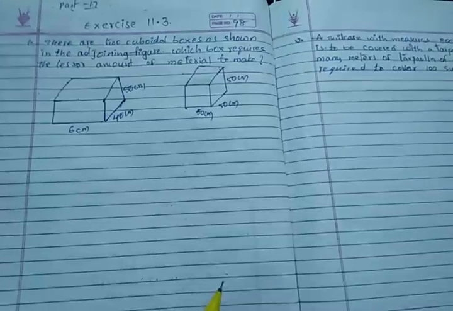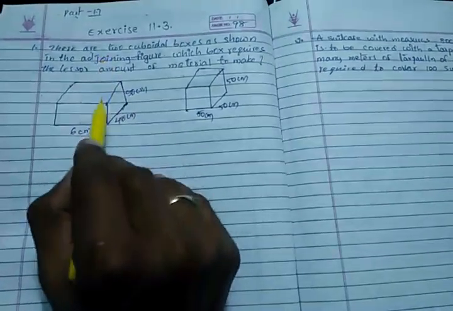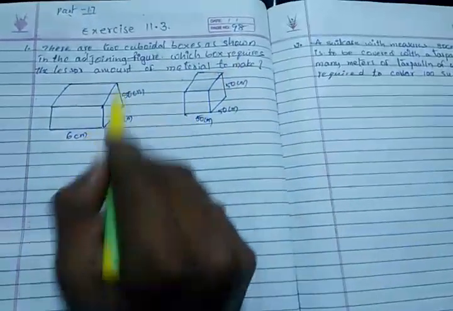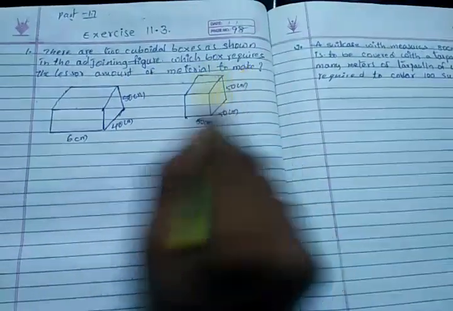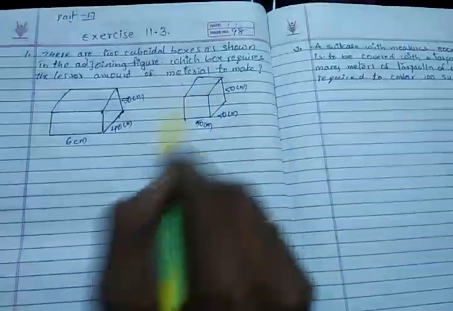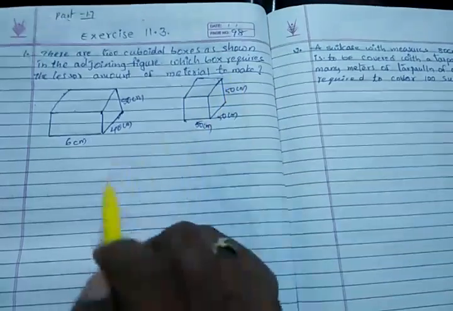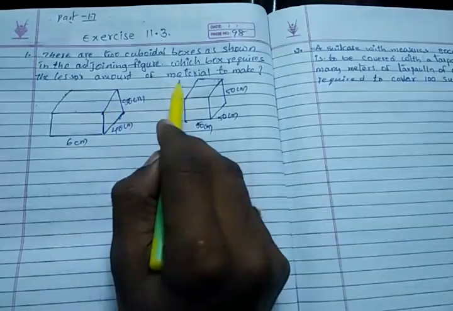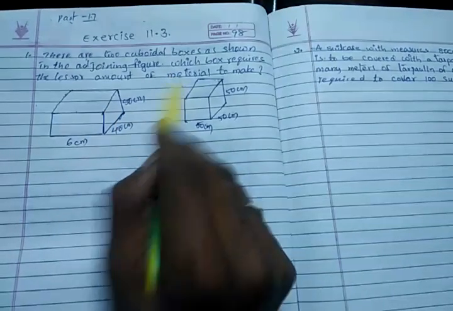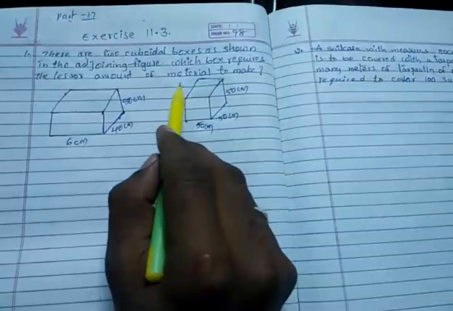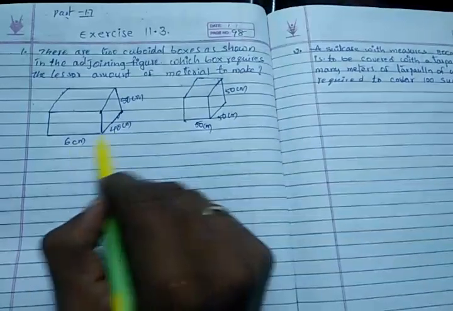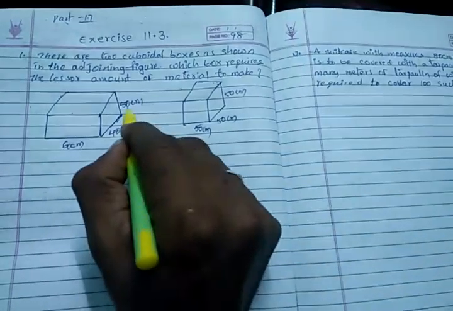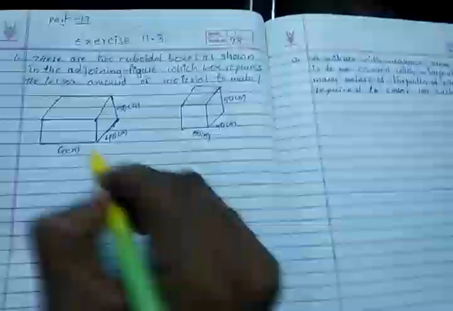The first question: there are two cuboidal boxes as shown in the adjoining figure. Which box requires a lesser amount of material to make? So we need to make the cuboid, and first of all we need material. How much material do we need? The length and breadth are given. Here it is the length, the breadth and the height of the cuboidal boxes.